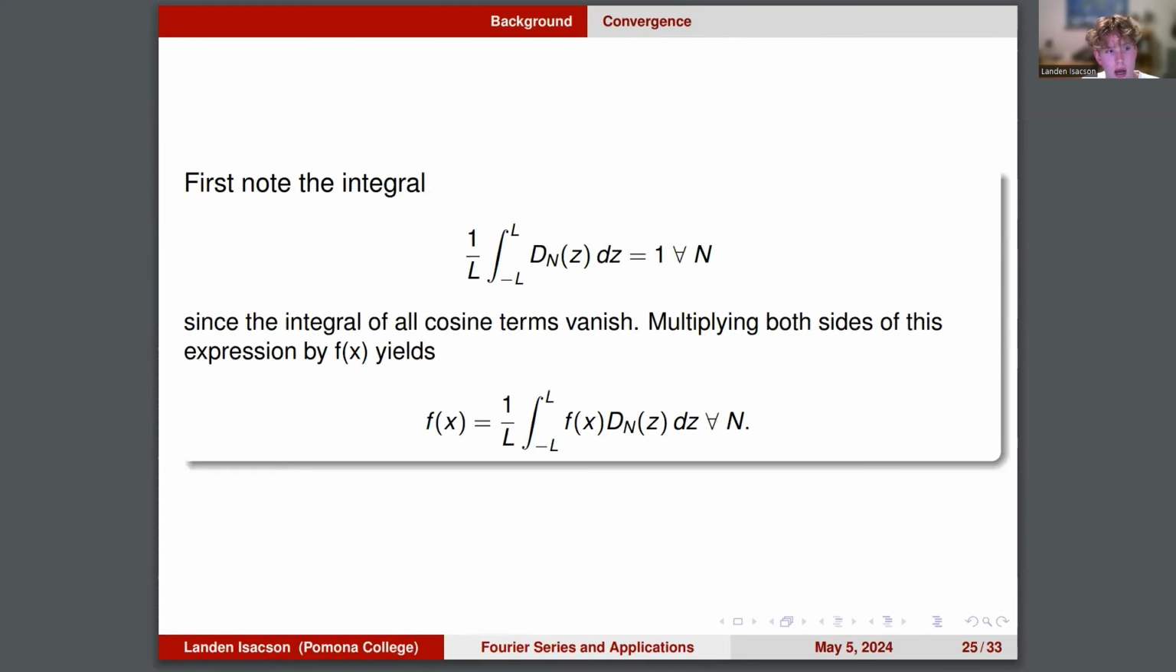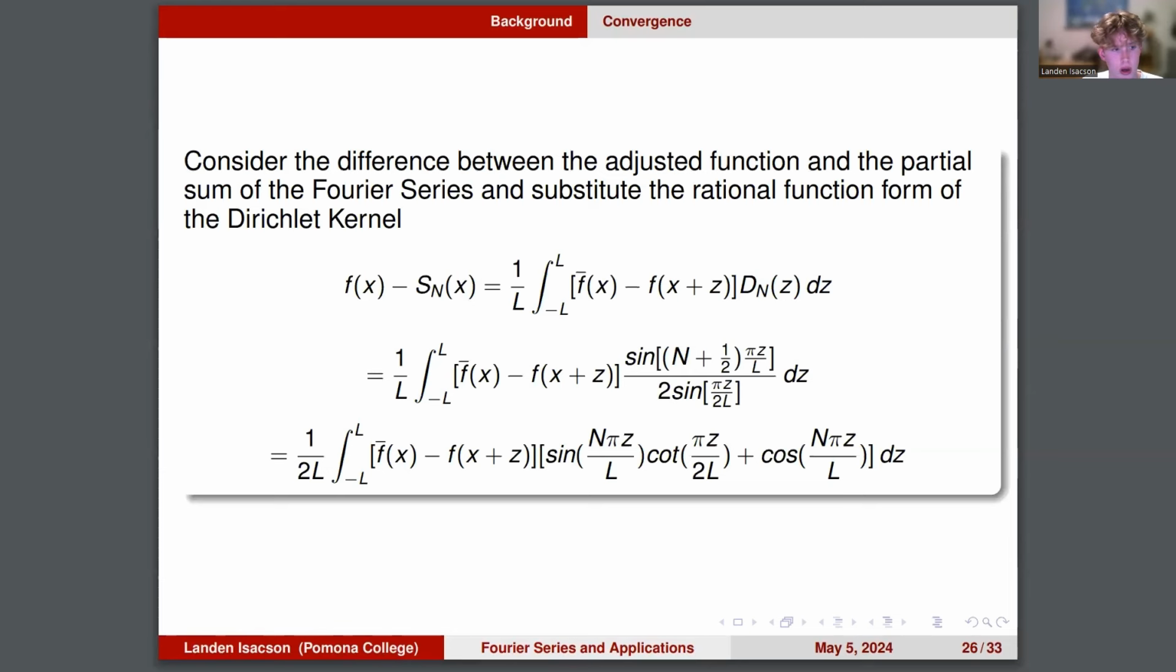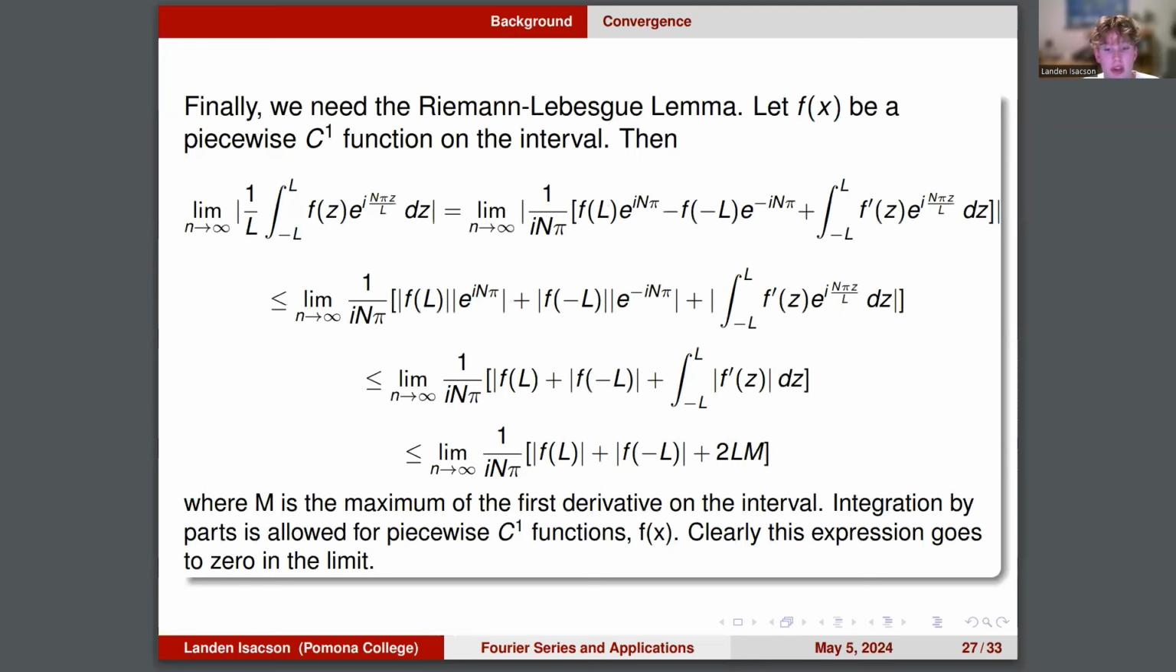Okay, so note this integral equals 1 for all n. Since the integral of all cosine terms vanish, by multiplying both sides of the expression by f of x, it yields the following for all n. All right, and then we can consider the difference between the adjusted function and the partial sum of the Fourier series and substitute the rational function form of the Dirichlet kernel, which yields the following. Then through the Riemann-Lebesgue lemma, we can see that the Fourier coefficients of the function go to zero as n goes to infinity.